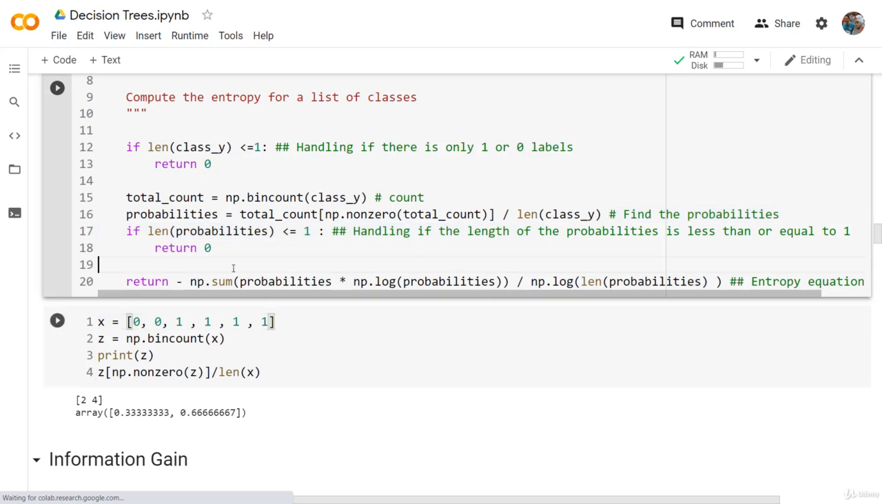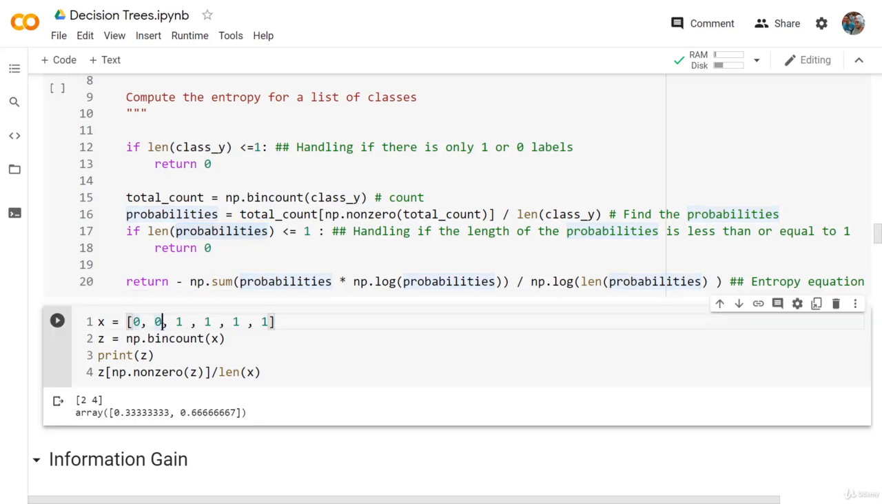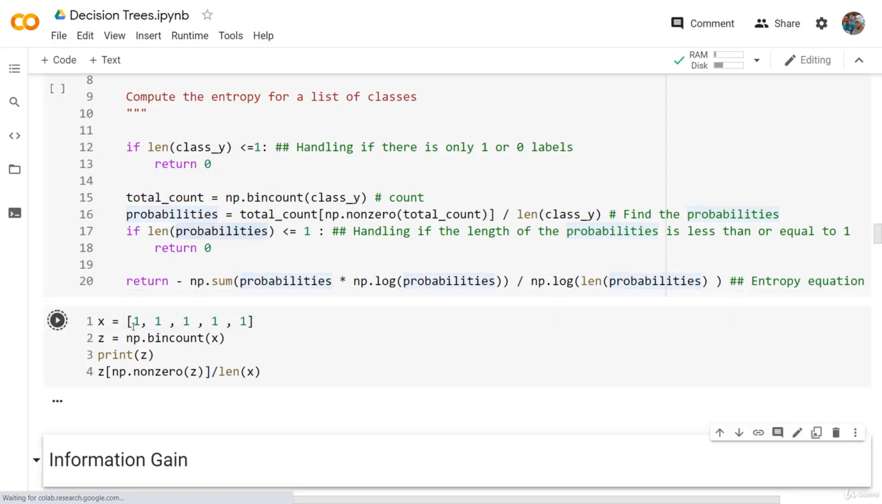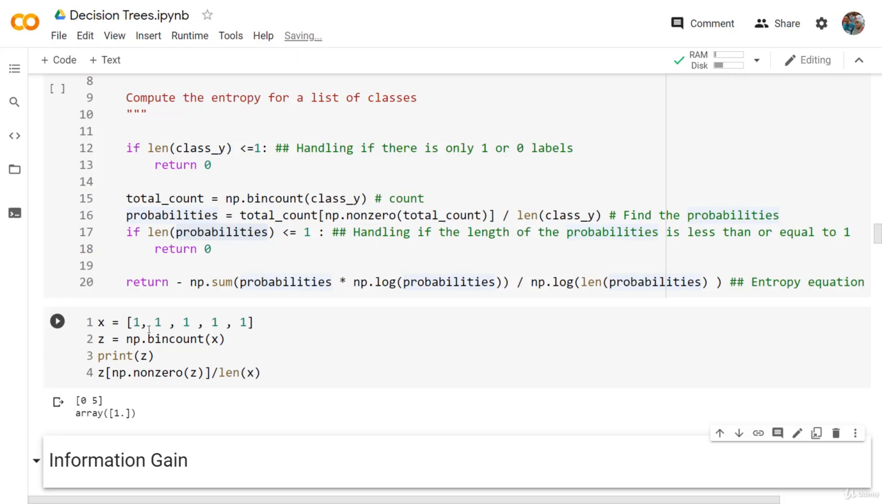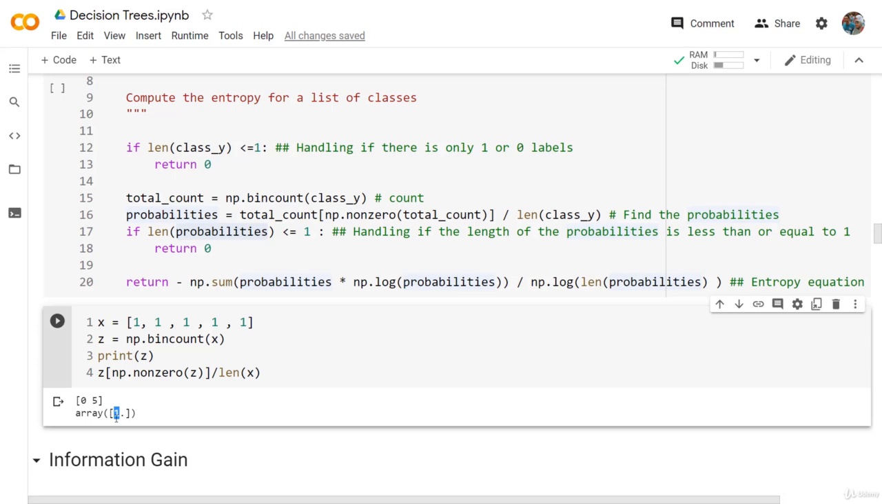Okay, after that, as you can see, we handle the case where the length of the probabilities is less than or equal to 1. So if the length of this variable is 1, then we are going to return 0. That happens if we have only one unique value in our labels list. So in this case, we will return 0.